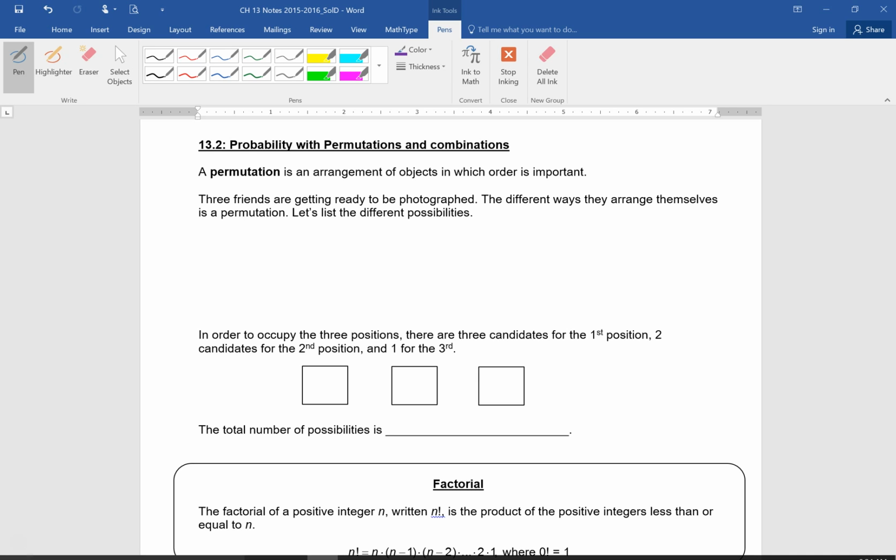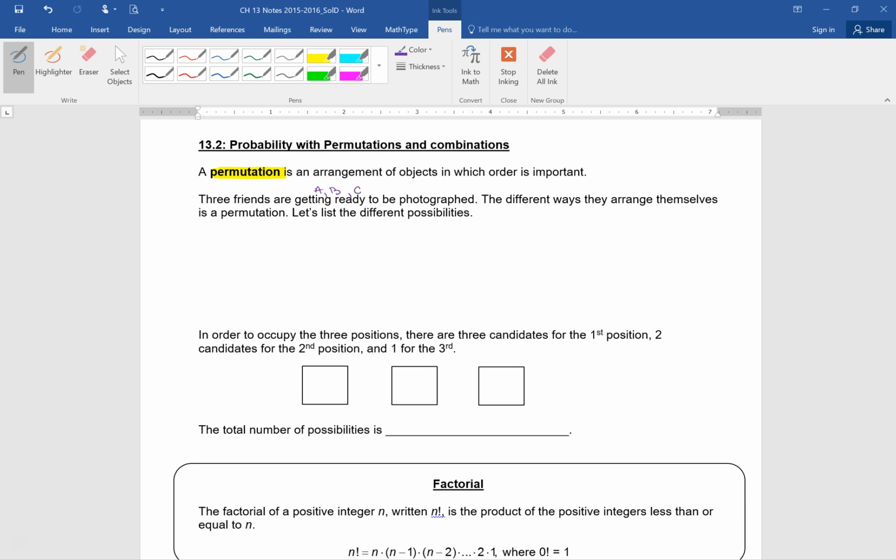Okay. All right. A permutation is an arrangement of objects in which order is important. So let's look at this example. Three friends are getting ready to be photographed, okay? And for simplicity's sake, we'll call the friends A, B, and C. So we've got three people that are getting ready to be photographed. The different ways they can arrange themselves is a permutation.